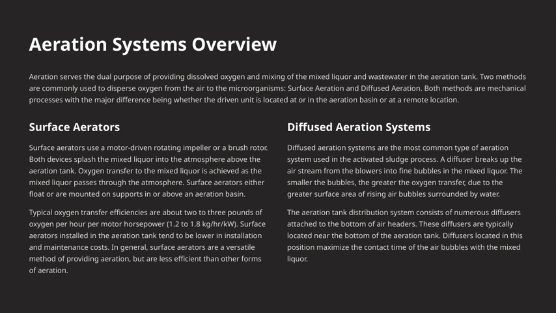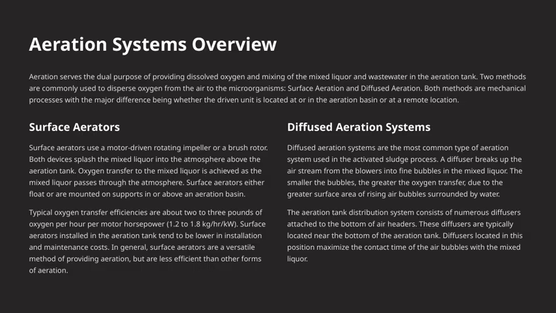Starting with surface aerators, these typically use a motor-driven impeller or a brush rotor. These devices splash the mixed liquor into the atmosphere above the tank, which allows oxygen to transfer into the water as the liquor passes through the air. These aerators can either float on the surface or be mounted on supports within or above the basin. They tend to have relatively lower installation and maintenance costs, making them a versatile choice. However, in terms of efficiency, they generally transfer about 2 to 3 pounds of oxygen per hour per horsepower, which is good but not as high as some other methods.